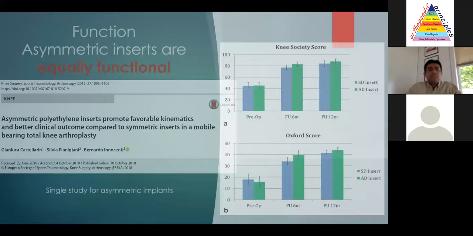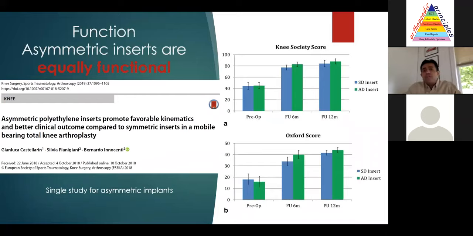Asymmetric designs. So the asymmetric polyethylene or the asymmetric tibia, femoral resection seem to be equally functional between the SD, which is the blue, the symmetric, and the green, which is the asymmetric. And there's only one study. So I think that we need more data to look at this before commenting on it.